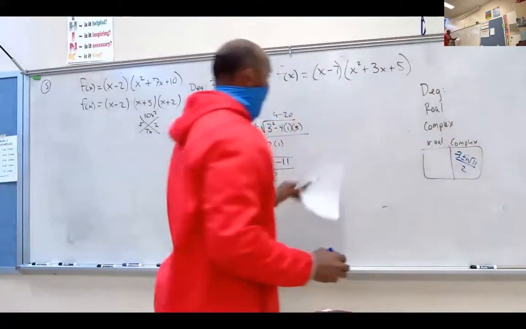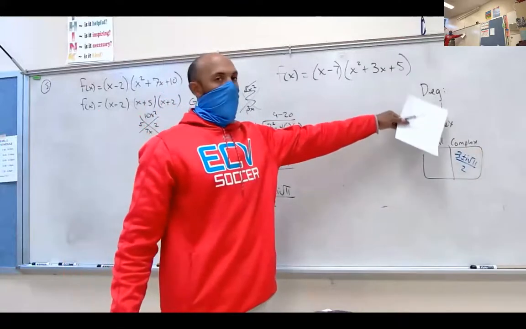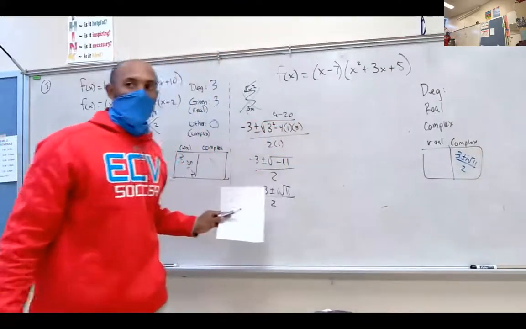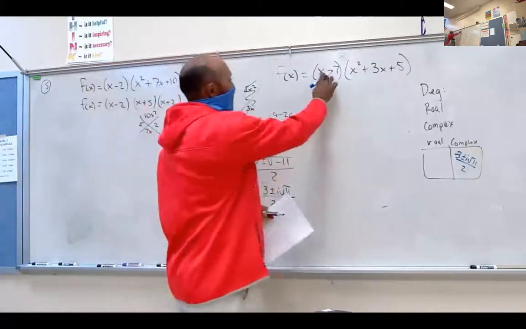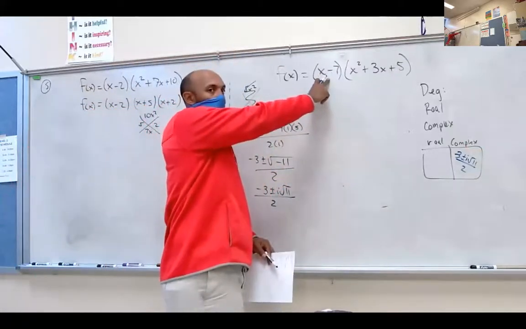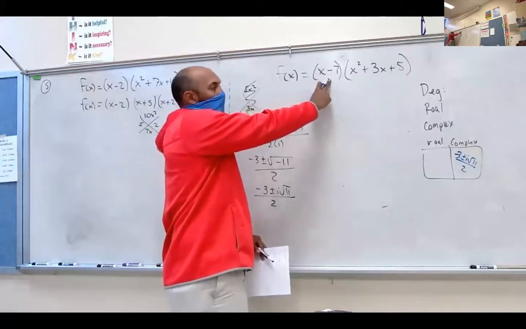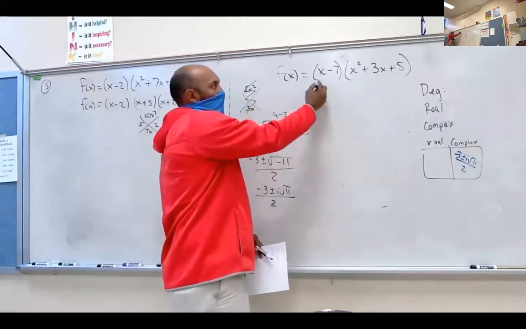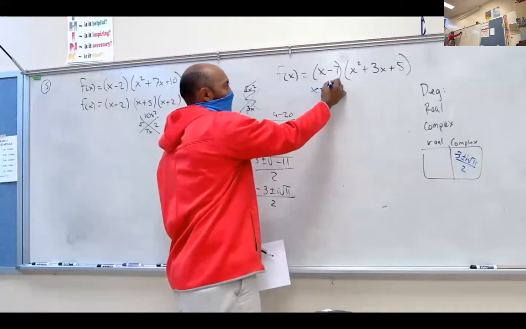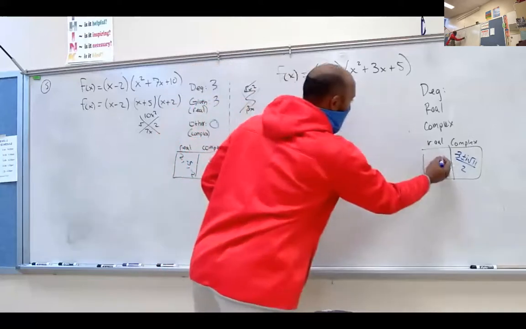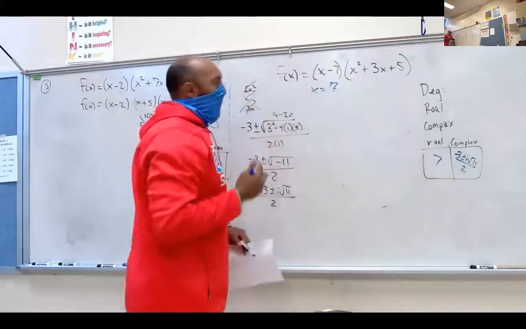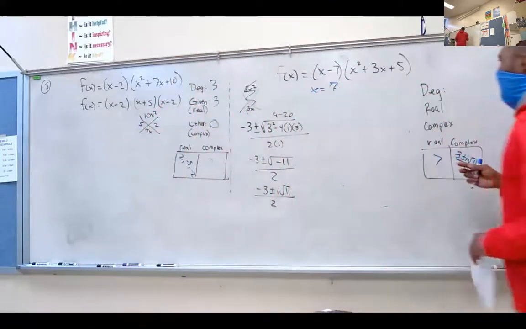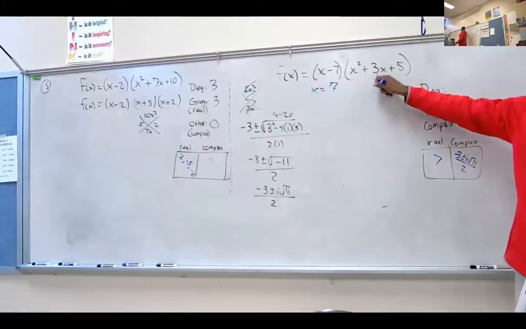So before you answer that question right here, real and complex and degree, you may have to find the roots first. Okay. Well, what about that, x minus 7? What's the root from that? X equals what here? Plus 7. Positive 7, and that is a real or complex? That's a real. Okay, so how many total roots came from this?